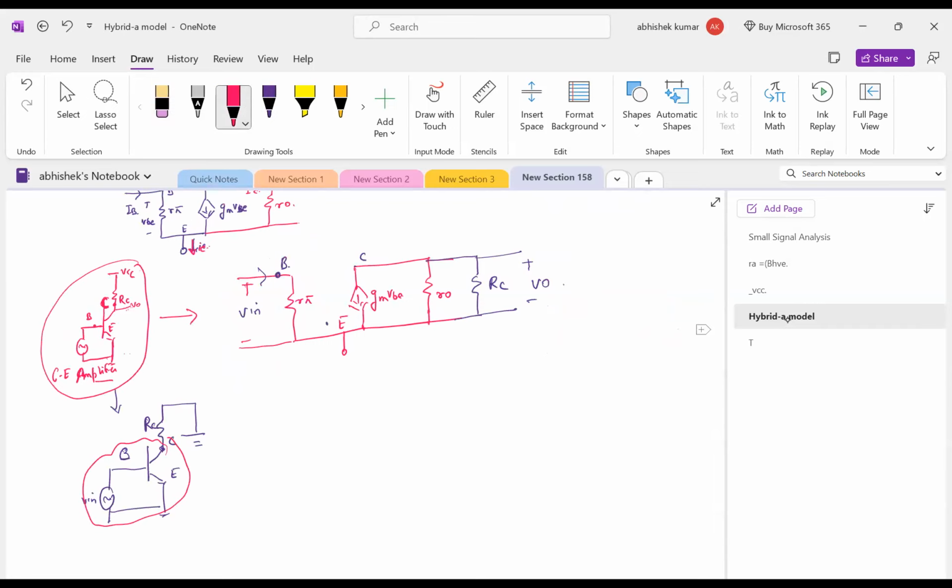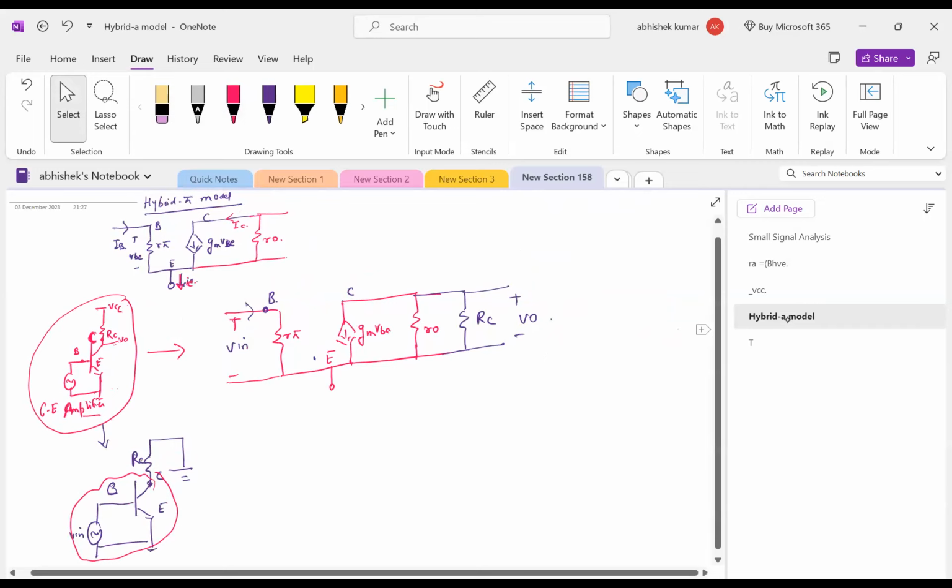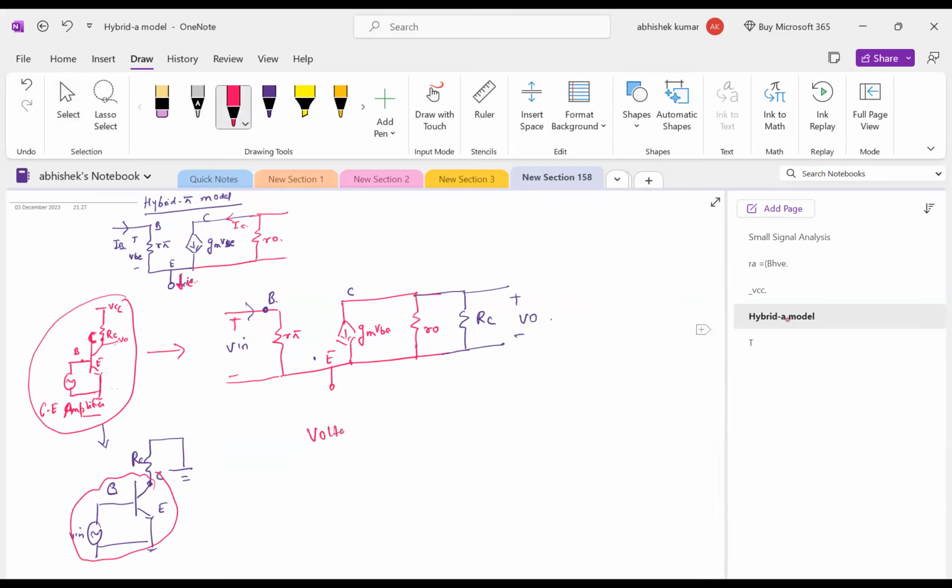Yeah. But the job is not as simple as we are seeing it. If they are asking for a small signal model, it means they are expecting you to derive voltage gain.